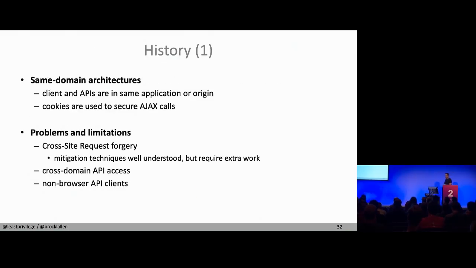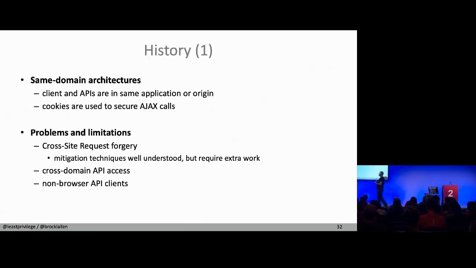Just to give you some history to understand where we are today, traditionally, when we started building SPA or browser-based applications, they were actually just old-school web applications with extra JavaScript. We sprinkled some Ajax here and there to make them more responsive and more fun to use. But people were still using cookies to secure these API or Ajax calls. Now, cookies have one fundamental problem. It's called cross-site request forgery.